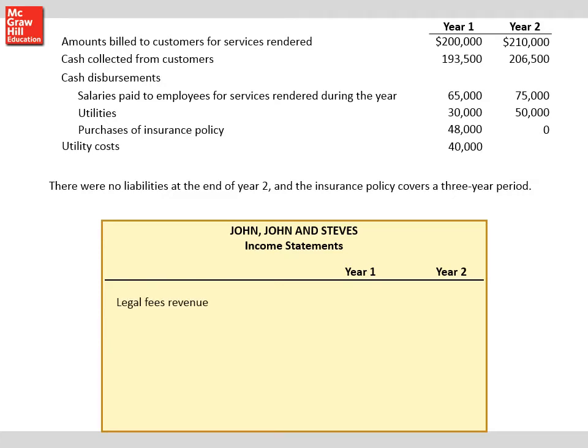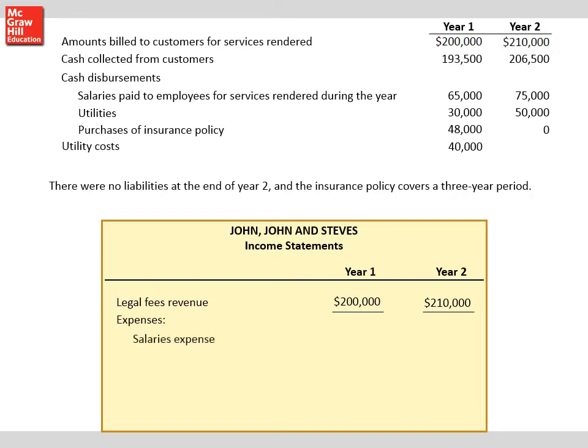Now legal fees revenue would not be $193,500 for year 1, but the amount billed, because if we're billing it, we completed the service during that year. So $200,000 in services were completed in year 1, $210,000 in year 2. We ignore the cash collected from customers for purposes of this statement. Now let's see what kind of expenses there are. Remember, expenses are amounts incurred to provide a product or service.